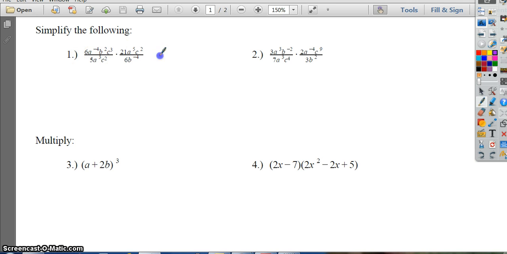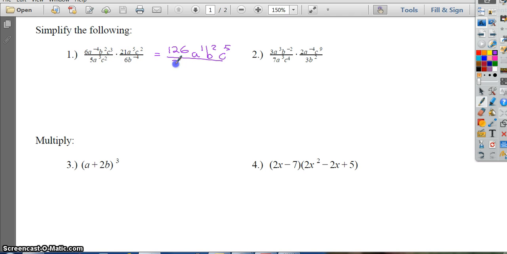I'm going to go straight across the top. I'm going to do 6 times 21, which is 126. I'm going to do a to the 4, negative 4 times a to the 5th. So I'm going to add those. Negative 4 plus 5 is 1. I got b squared, and I have c to the 5th. Now, because 3 plus 2 is 5.